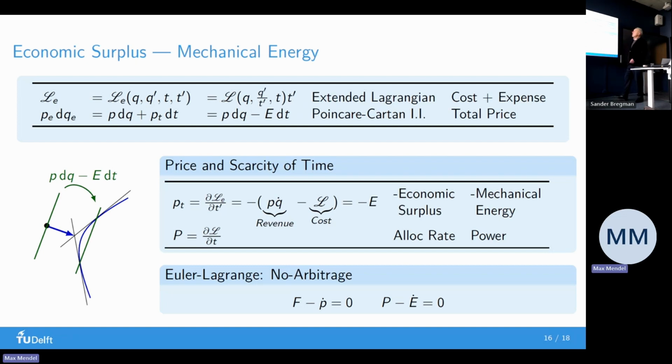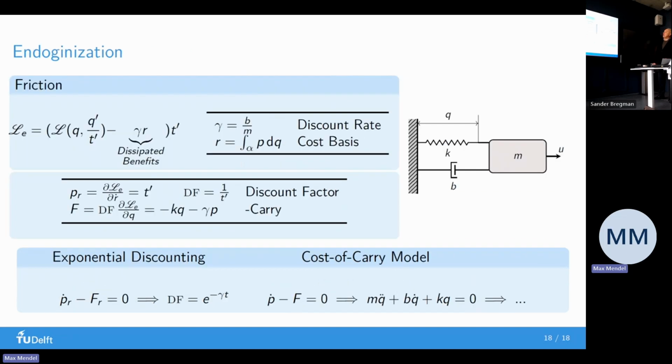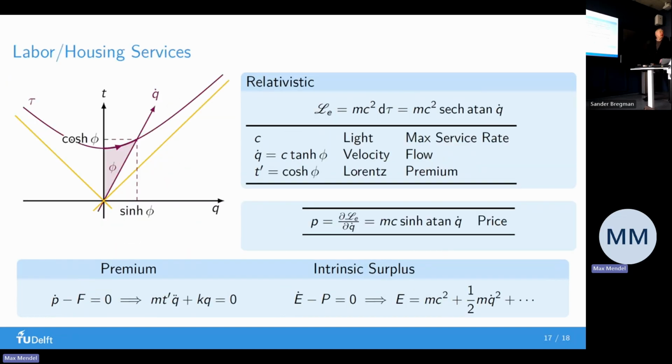Okay, let's keep moving and use this. I want to have two slides, this one and that one. The last one is the best. What I can do now is look at, say, labor services or housing services. So you're working, but you can't work more than 24 hours a day. So there's a maximum rate. You have a house, but you can't rent it out for more than 24 hours a day. So there's a maximum rate at which this can be done. This does not fit in the Newtonian model of a supply line where you just keep increasing the supply. But you can take this extended bundle.